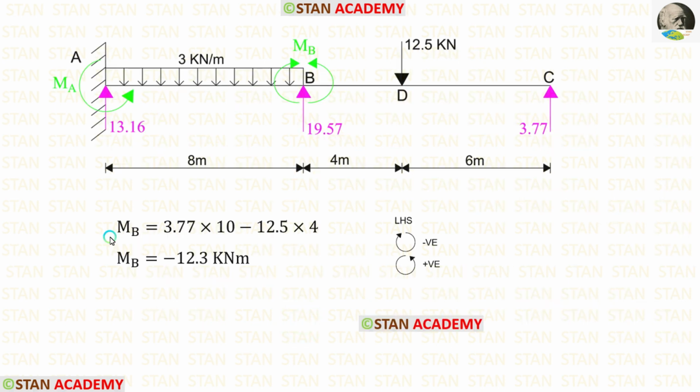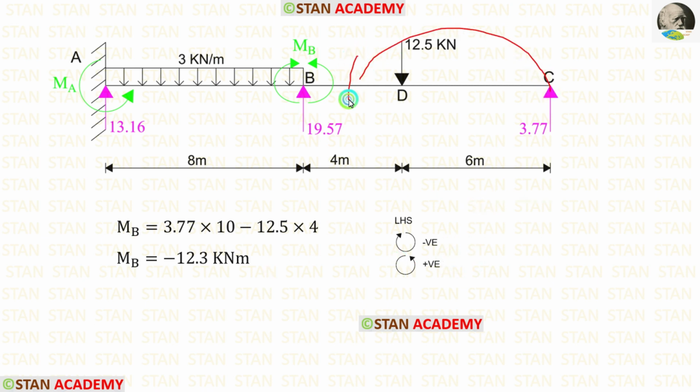Now let us find the moment in the point B, MB. I'm going to find the moment in the point B from the point C. In this case, I am moving towards left hand side. Clockwise will be negative and anti-clockwise will be positive.